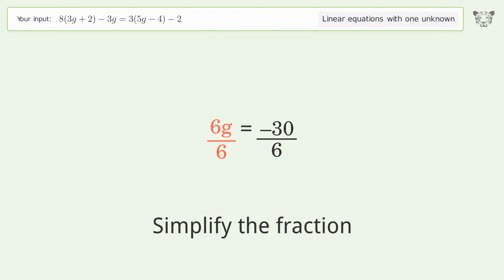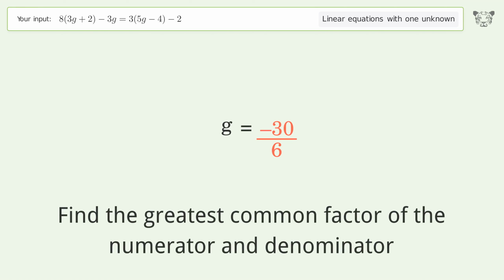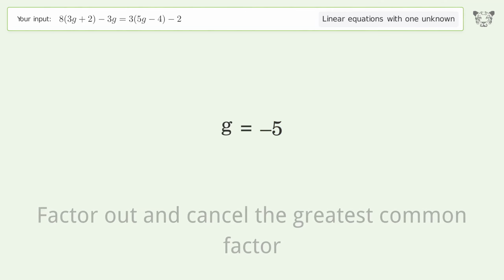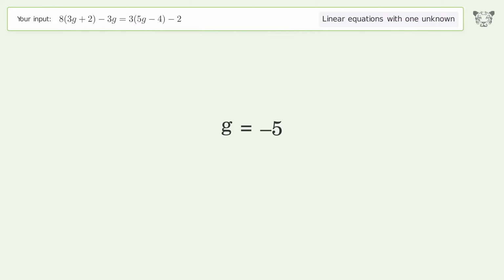Simplify the fraction. Find the greatest common factor of the numerator and denominator. Factor out and cancel the greatest common factor. And so the final result is g equals -5.